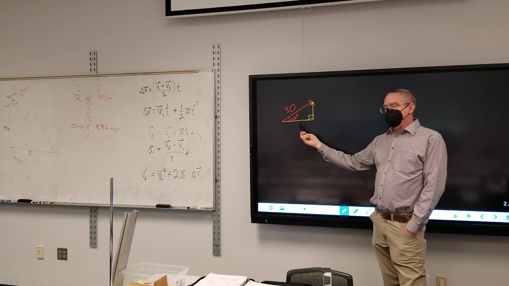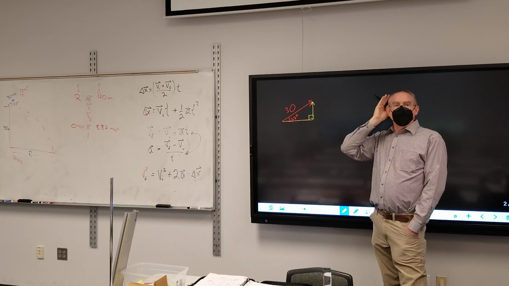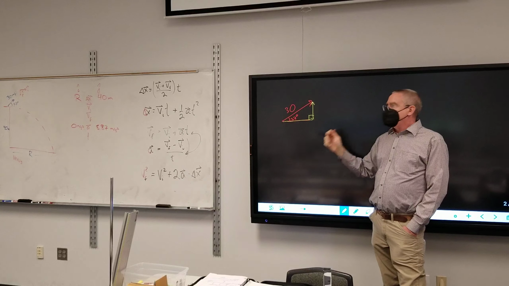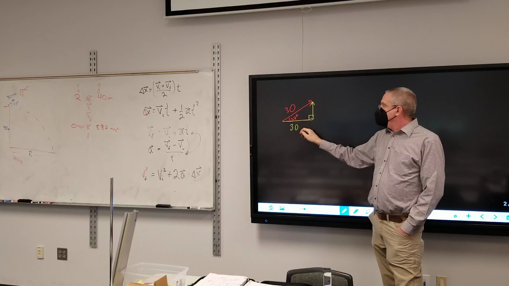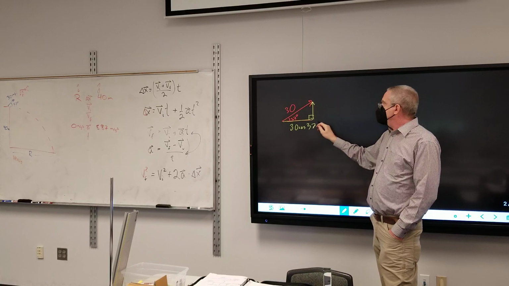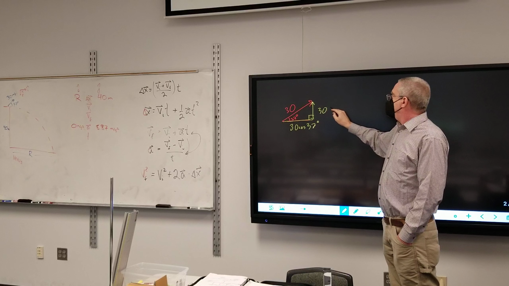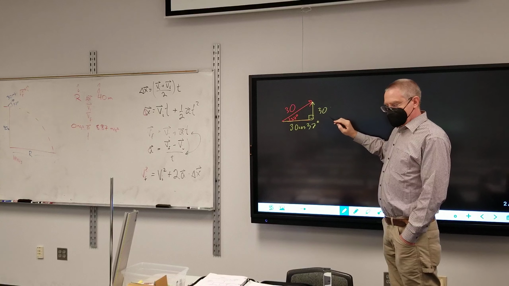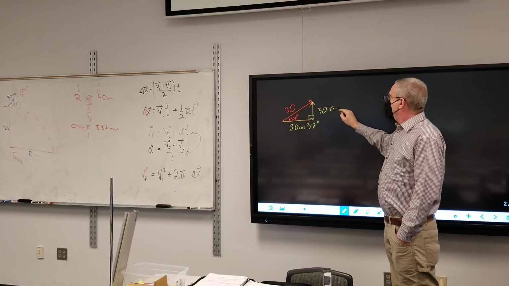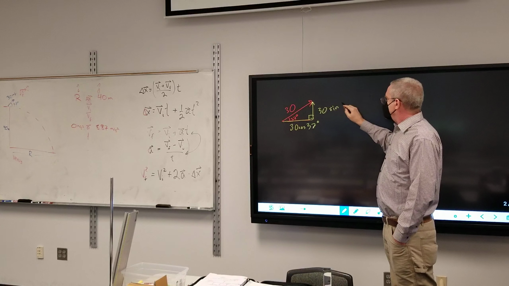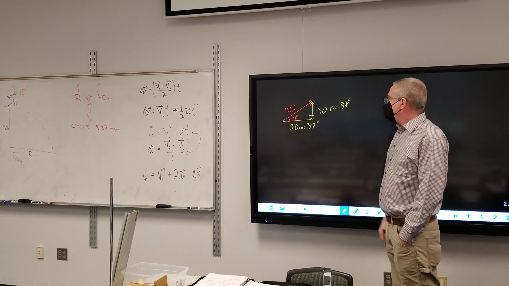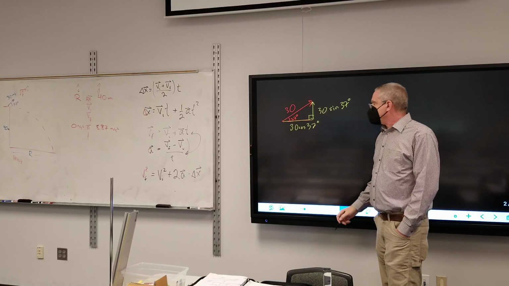How do we find the adjacent side here? 30 cosine 37 degrees. Yep. And the opposite side to that angle? 30 sine 37 degrees. Oh, sine. I thought you said times, so I was waiting for something else. Alright then.